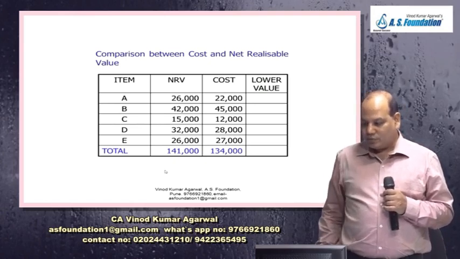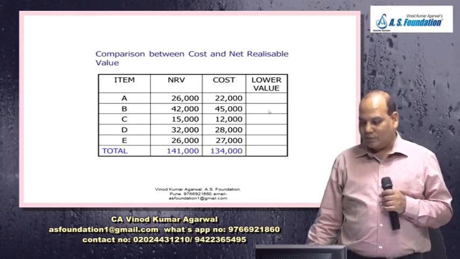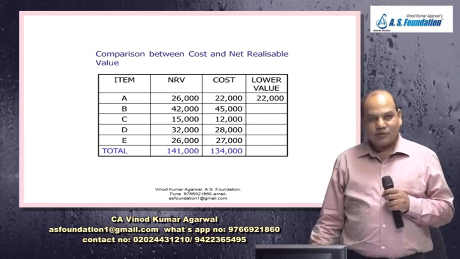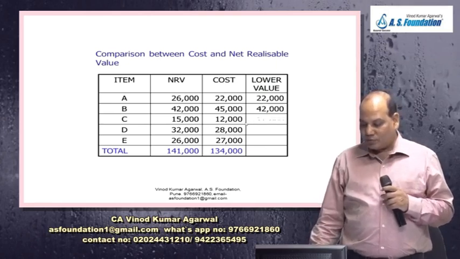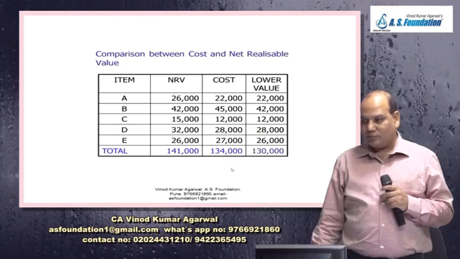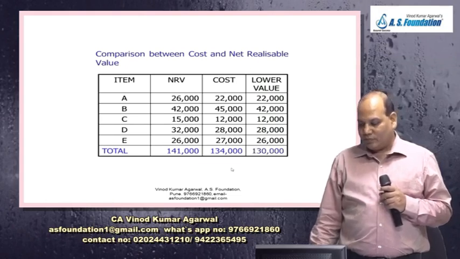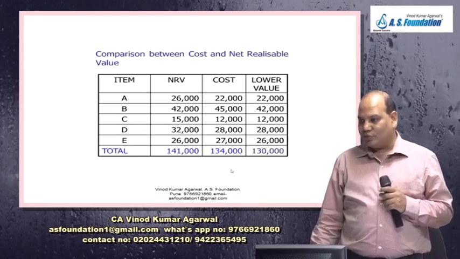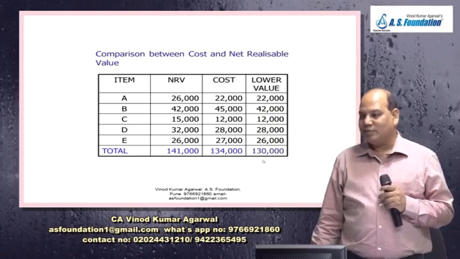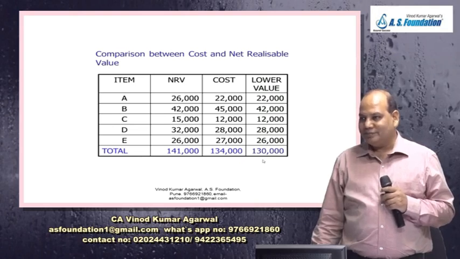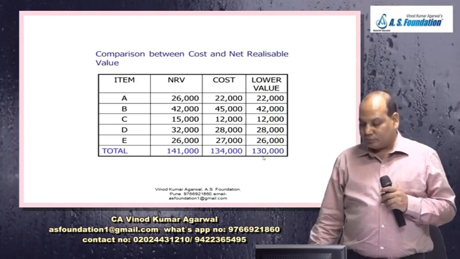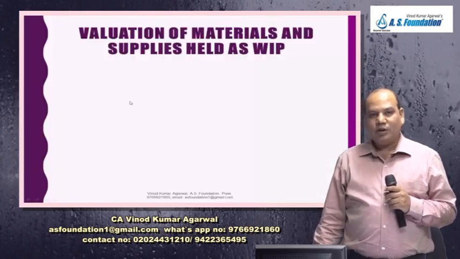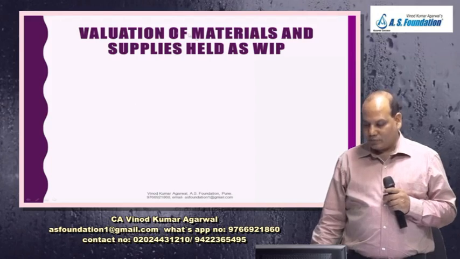So we'll take the lower of the two. First one, which is the lower value? Come on, fast. 22,000. Second, 42. Third, 12. Fourth, 28,000. Fifth, 26,000. And the last one, total. Don't take the lower of these two. Take total separately. 1,30,000. So this is the lowest possible answer. However, grouping can be done on the basis of similarity.